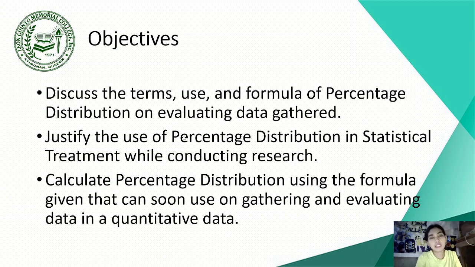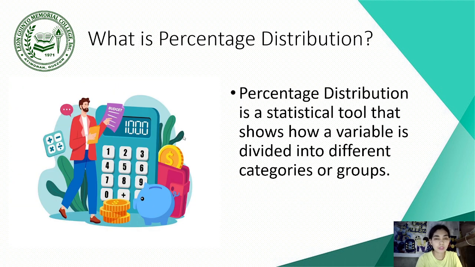I have here the target objectives that are given: discuss the terms, use, and formula of percentage distribution in evaluating data gathered. Justify the use of percentage distribution in statistical treatment while conducting research. Then, calculate percentage distribution using the formula given, that can soon be used on gathering and evaluating data in quantitative data or research.